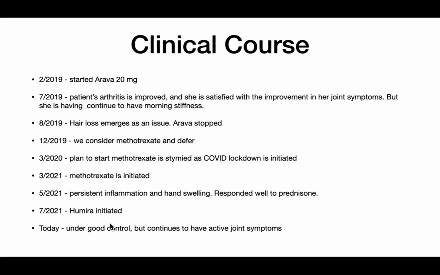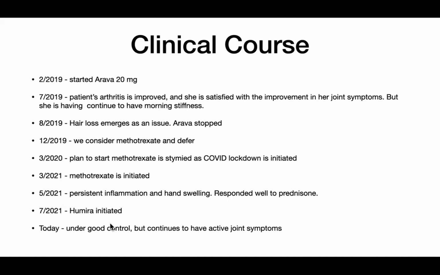Then the pathway I'm about to show you, if you pay attention to the amount of time passing, it's really notable. We put her on a medication called Arava, which is a mild immunosuppressive. She got a little bit better, but with the Arava, she had a side effect. She had hair loss. So then we thought about methotrexate.